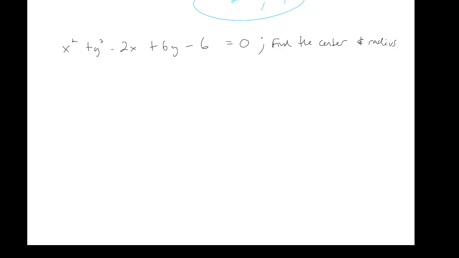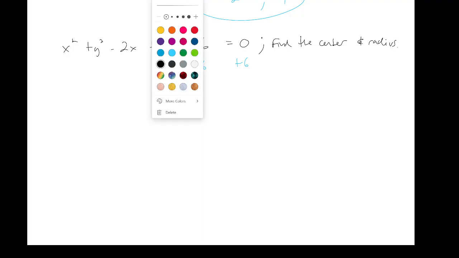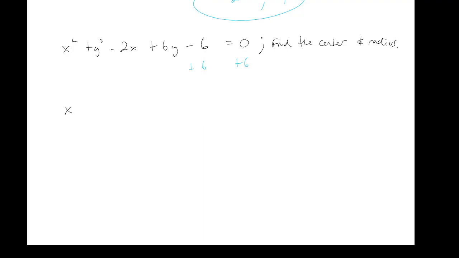Let's find the center and radius. Okay? Now, first things first, we're going to clear out this 6. This is going to be my b term on both. So now, when I group this, I'm going to put all the x terms together and then all the y's together. So I have x squared minus 2x.